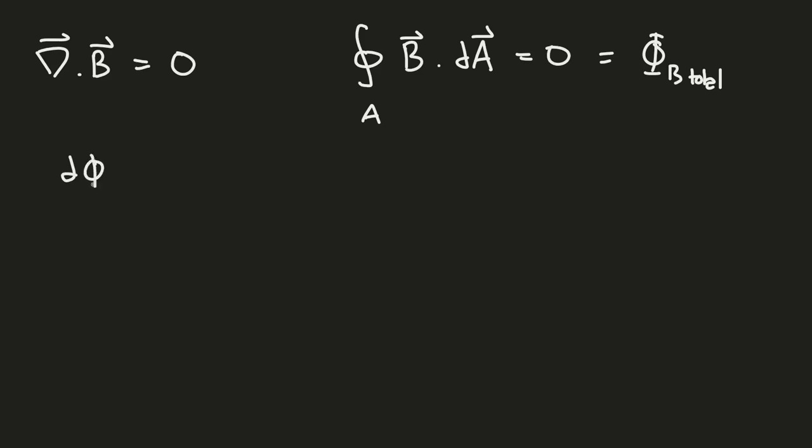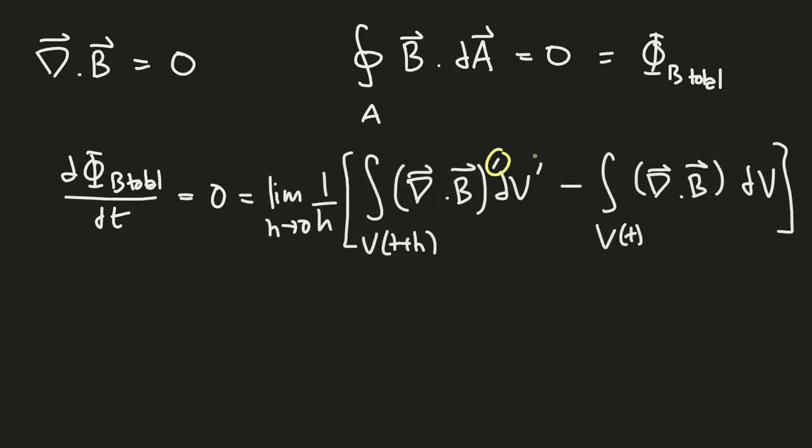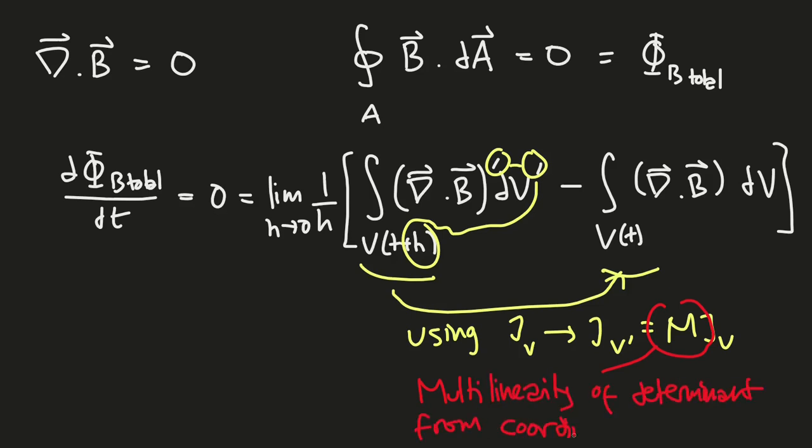So here we can see that the total flux rate of change along time of course equals 0, which by this we can use the definition of limit by time parameter like this, where prime here relates to t plus h, or shifting by h parameter in time. And next, we need transformation from here to here using Jacobian transformation as this, that came from multilinearity of determinant from, of course, coordinate transform.